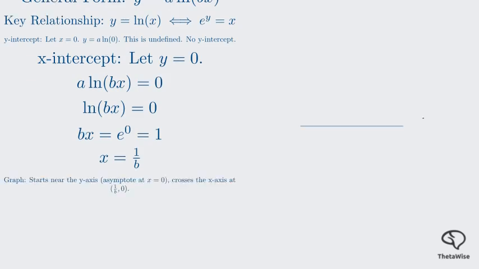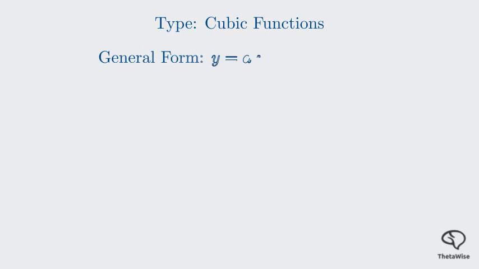The graph starts near the negative y-axis and crosses the x-axis at this calculated intercept. It has a vertical asymptote at x equals 0, the y-axis, getting closer but never touching it. We've covered up to quadratics, which give us parabolas. Now, let's explore cubic functions. Cubic functions are polynomials of degree 3. Their general form is y equals ax cubed plus bx squared plus cx plus d.